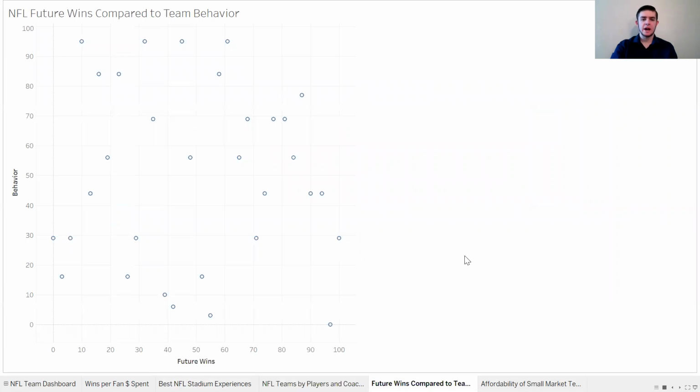And then this is the one where now it's more spread out than in the dashboard, looking at those future wins compared to team behavior. This was really interesting to me again, just seeing that there really is no correlation between behavior and the amount of future wins that a team would have. You can see here there's some that are low behavior, low future wins, but you have the same where you have a really high behavior team and future wins is not that much different.